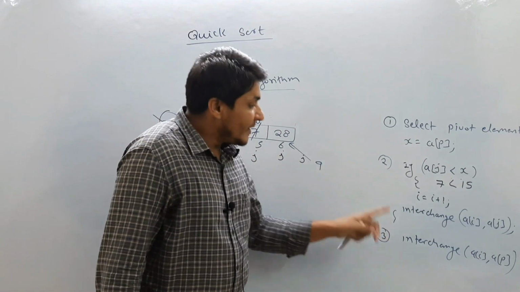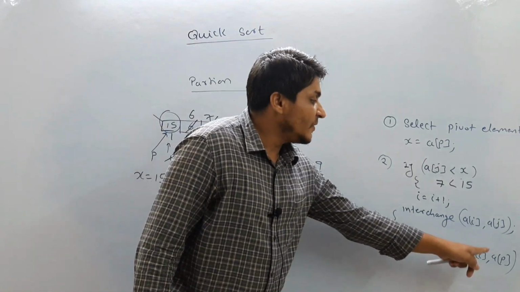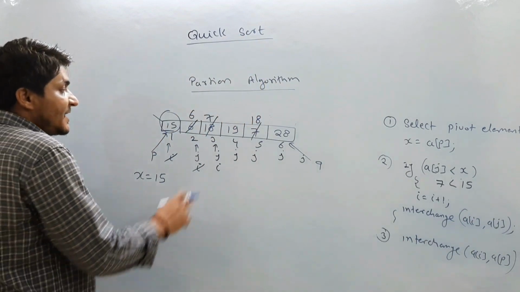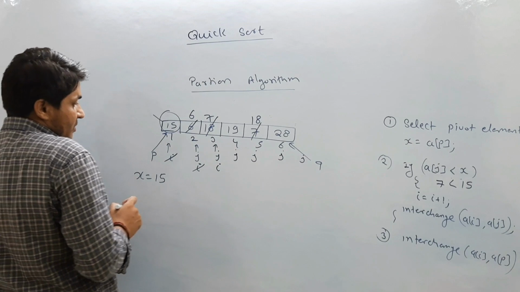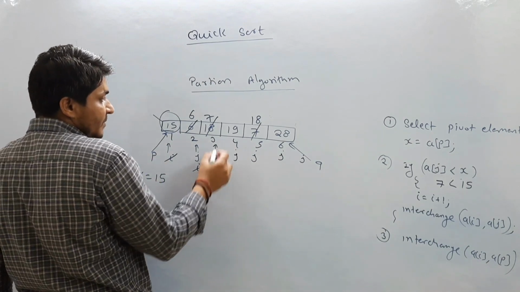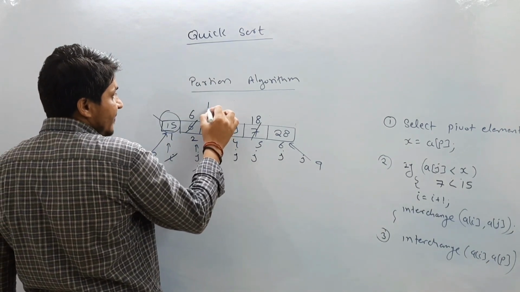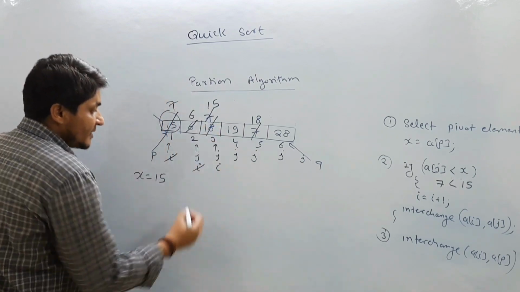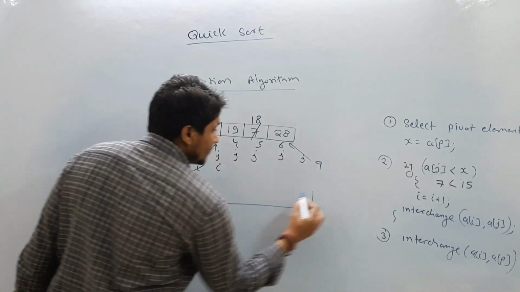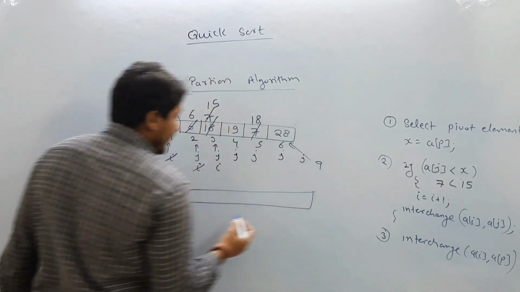Now we will execute the final step, which is interchange A of i and A of p. A of i is what? i is pointing to index number 3 and p is pointing to index number 1. So simply 7 will become 15 and 15 will become 7. Now let us write the final array.